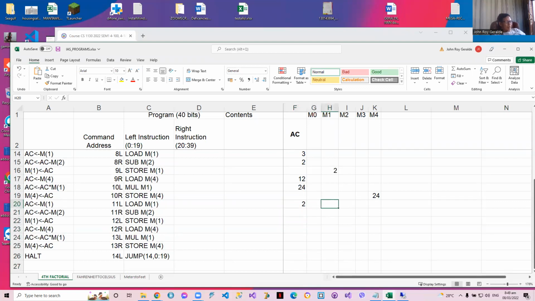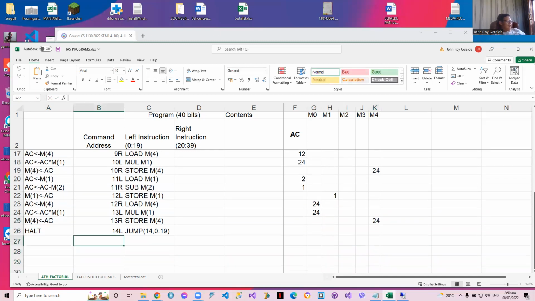And then sub M2. M2 is always 1. Okay. So this becomes 1. Okay. Store M1. So now this becomes 1. Okay. We load M4. This becomes 24. Mul M1. So this becomes 24 times 1. This becomes 24. Okay. And store M4. This becomes 24. Now this is like jump 4L. No? Jump to itself. Which means this is the halt. Okay.